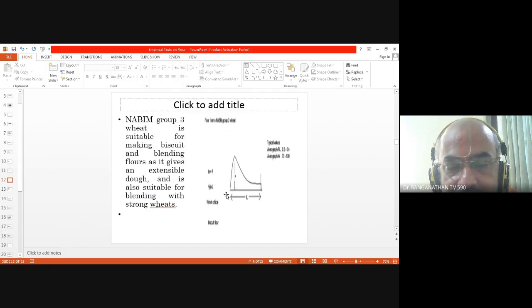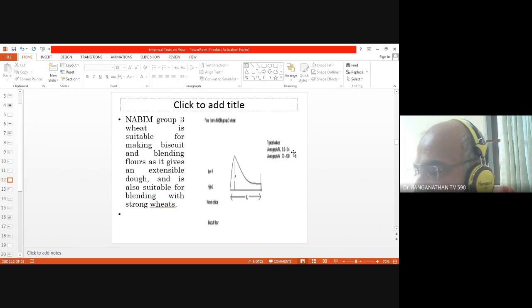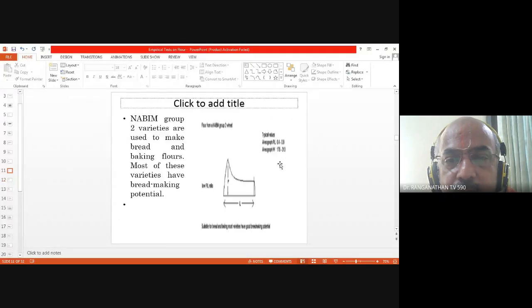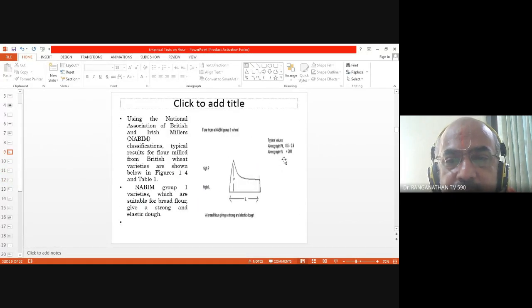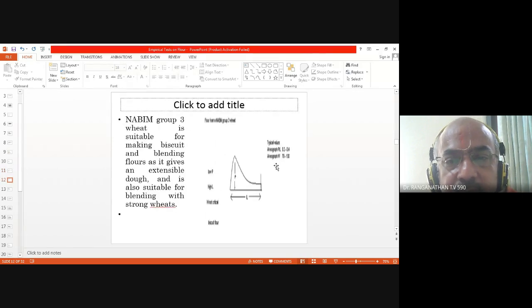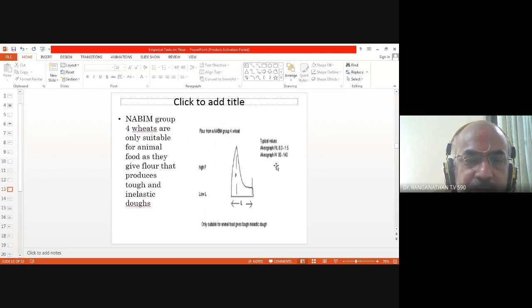The third one is 0.2 to 0.4. So you have up to 1, then around till 0.8 or something. The third one is around 0.2 to 0.4, which is a dough flour suitable for biscuits, and the alveograph rating is 70 to 100. So if you consider here, greater than 200 is for bread. This is grade 1. Grade 2 is somewhere around 170. Third one is less than 300. And the fourth one is an inelastic dough, which is fit for animal purposes.